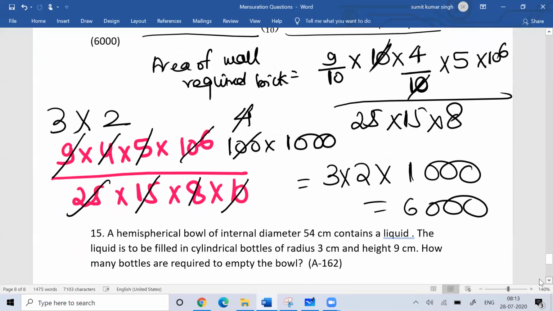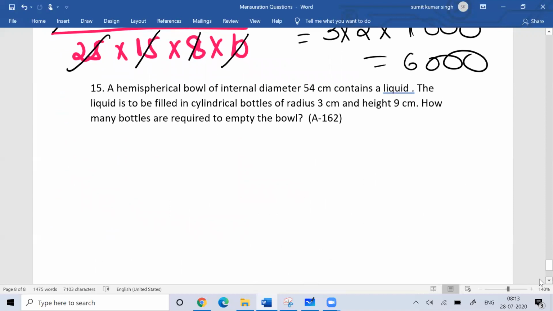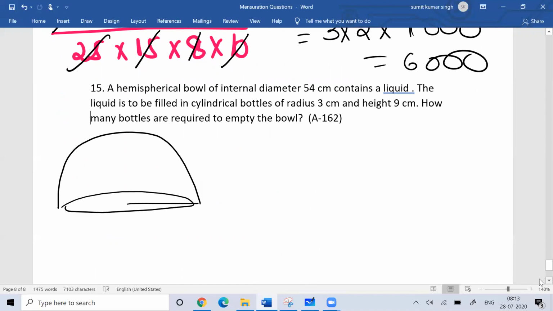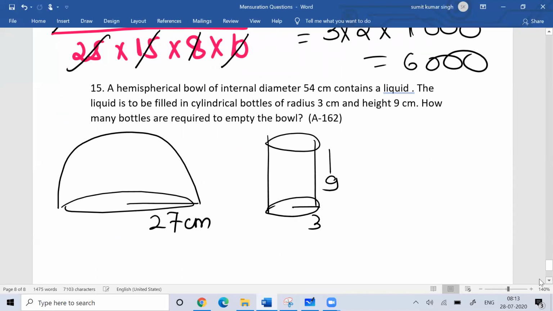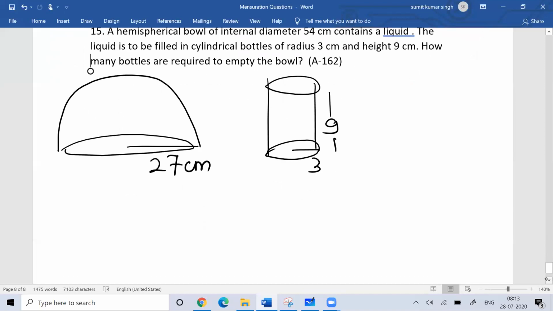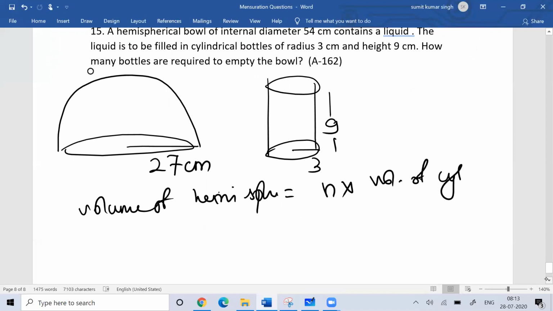Now you can see the next question. A hemispherical bowl of internal diameter 54, so the radius would be 27 centimeter, contains liquid. Now this liquid is put into cylindrical bottles of radius 3 and height 9. The volume of the hemisphere you are putting into cylinders would be n into the volume of a cylinder. How many cylinders do you require? The volume will remain the same.